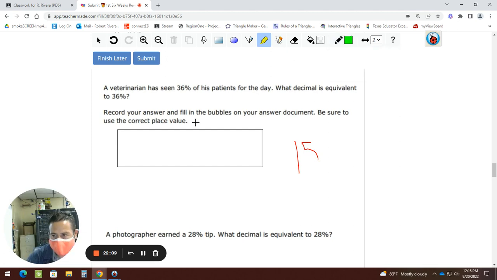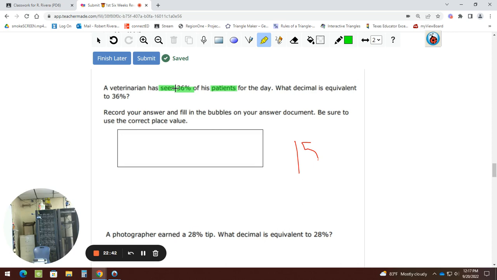A veterinarian has 36% of the patients for the day. What would be important there? Now I need a label. What's the 36% in this story? Patients. Something seen. Very good. You're good, Miss Karina. That's excellent. Oh, you can't see it from there, but you can see it from over there. Look. You see the word seen? They're telling us those 36% is what we saw.